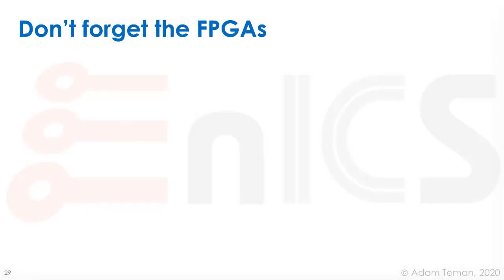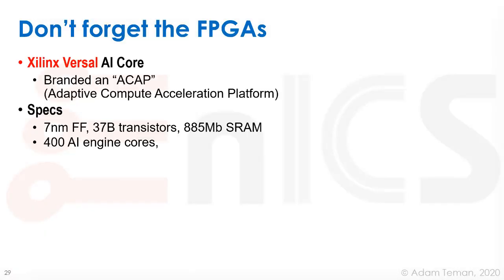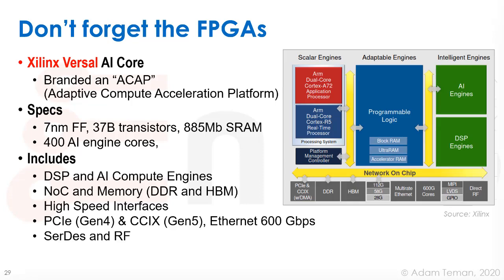So that was GPUs, but there's another player in the general purpose market, and that's the FPGA, so let's not forget them. Xilinx is a big player also in the artificial intelligence field, and their line is called the Xilinx Versal AI Core. They brand it an ACAP, Adaptive Compute Acceleration Platform. Their big product is 7 nanometer FinFET, 37 billion transistors, 885 megabytes of SRAM, 400 AI engine cores. It includes DSP and AI compute engines, network on chip and memory, both DDR and HBM. You can connect it to high-speed interfaces, Gen 4 PCI Express, Gen 5 CCIX, 600 gigabit Ethernet, SerDes and RF.